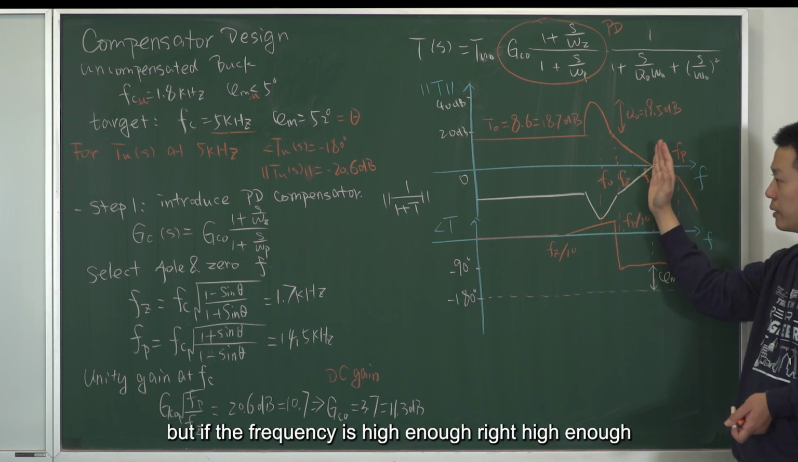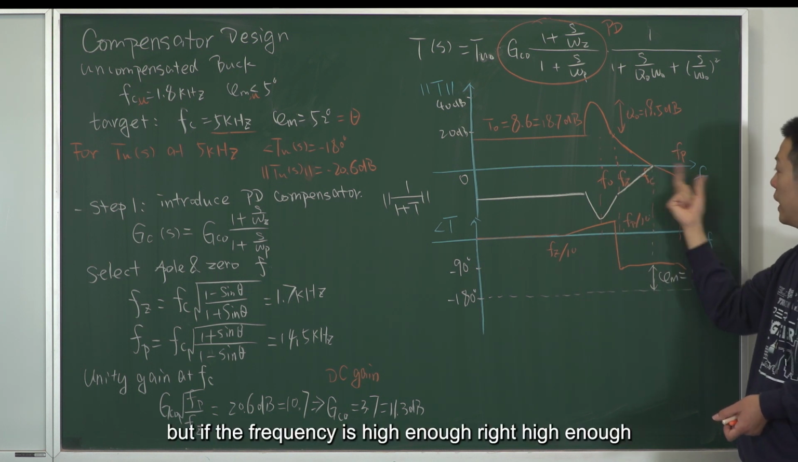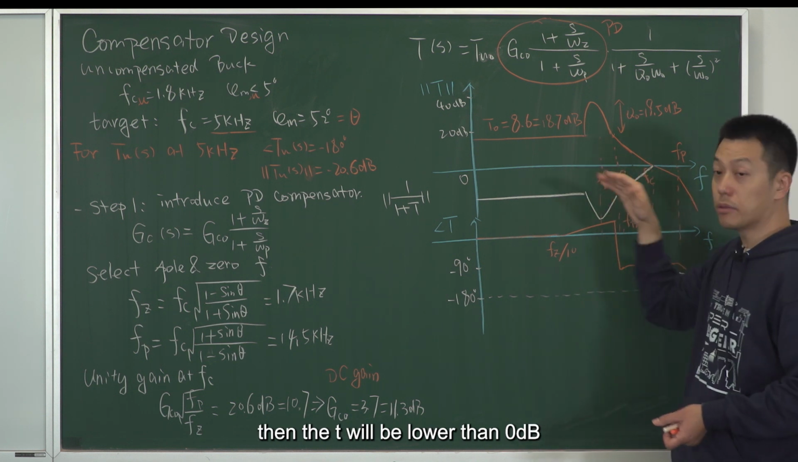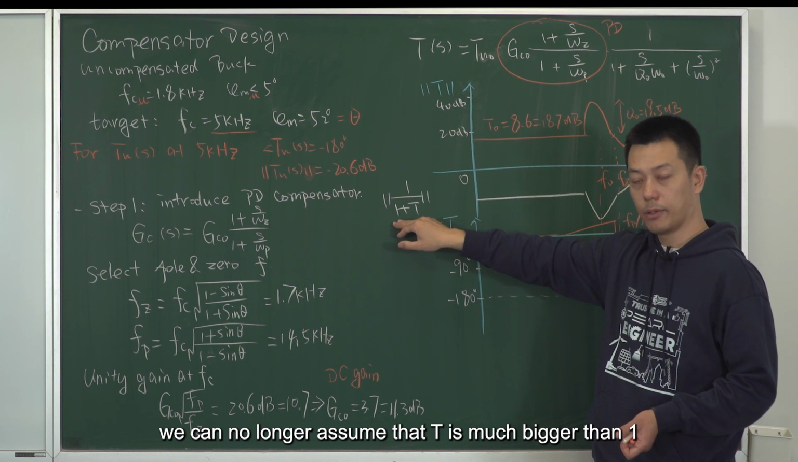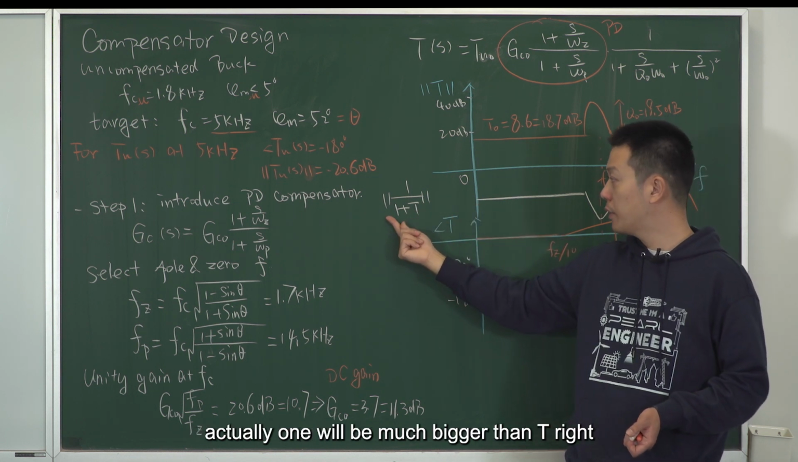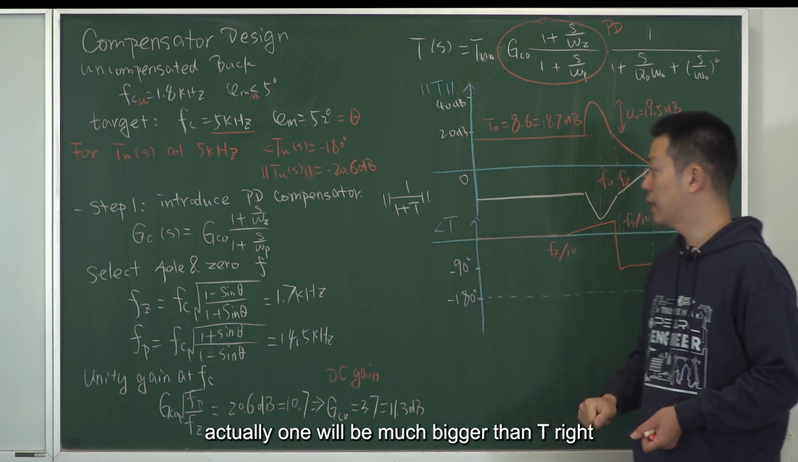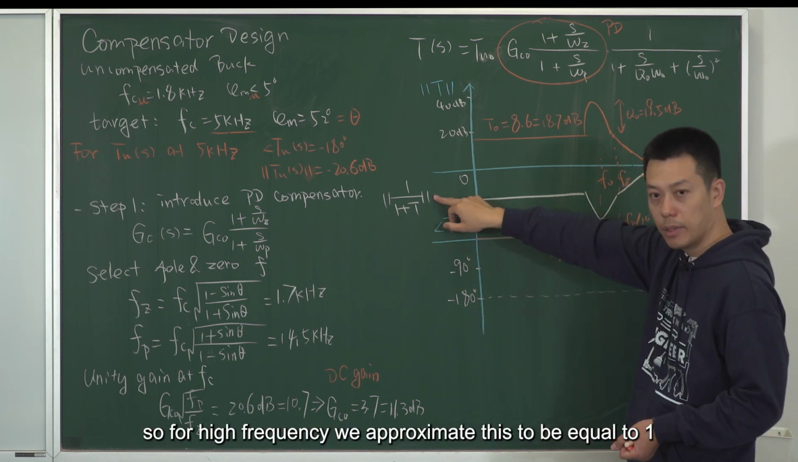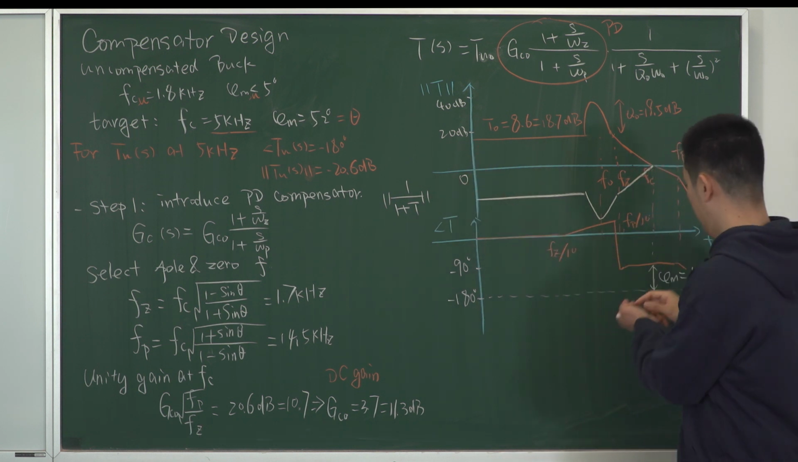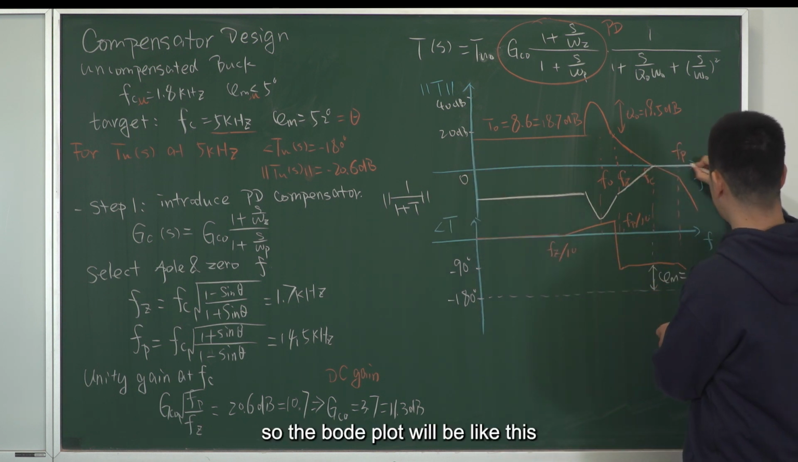But if the frequency is high enough, then T will be lower than 0 dB. We can no longer assume that T is much bigger than 1. Actually, 1 will be much bigger than T, right? So for the high frequency range, we approximate this to be equal to 1. Right? So the Bode plot will be like this.